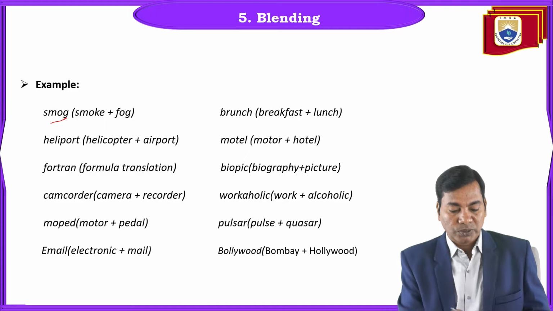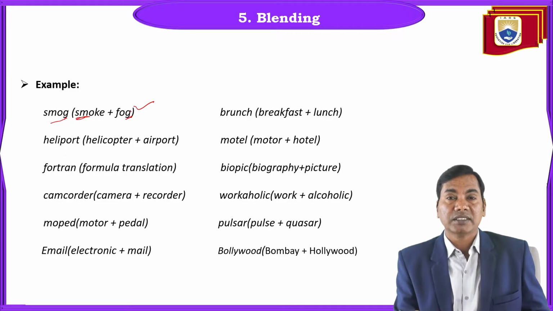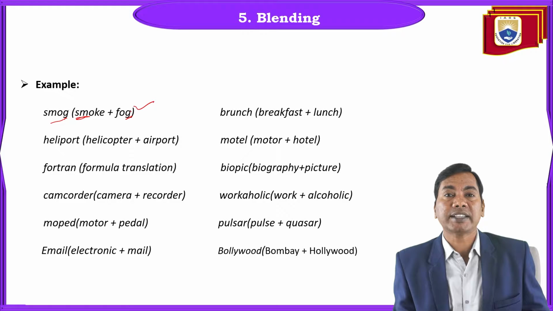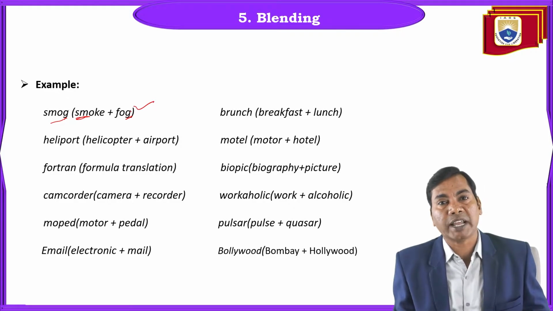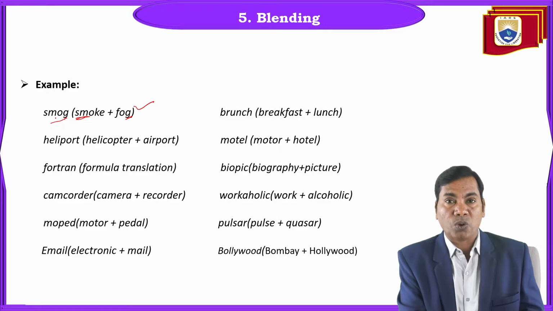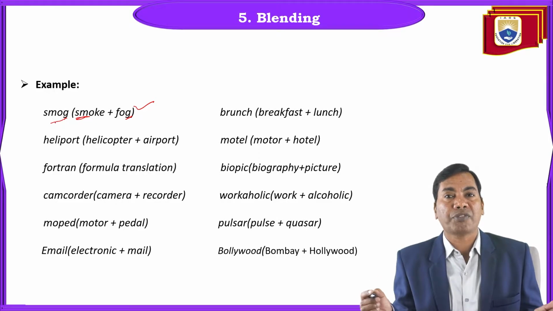So as I told you, we've taken two words. One is smoke, another one is fog, right? From the first word, I have taken SMO, and from the second word, fog, I have taken Z, right? As I told you, while creating a new word under the process of blending, you take the initial part of one word and the ending part of another word.